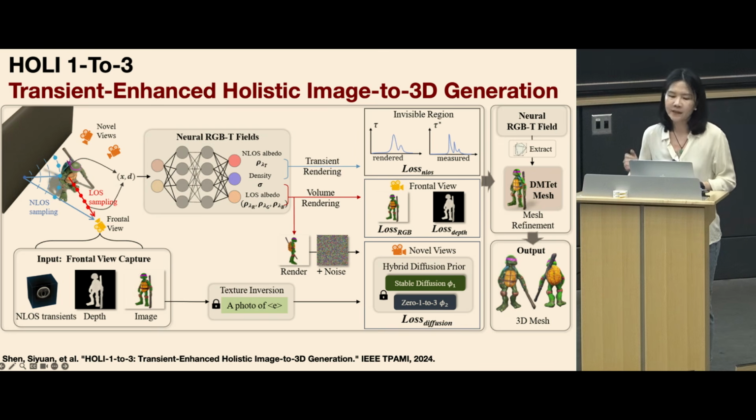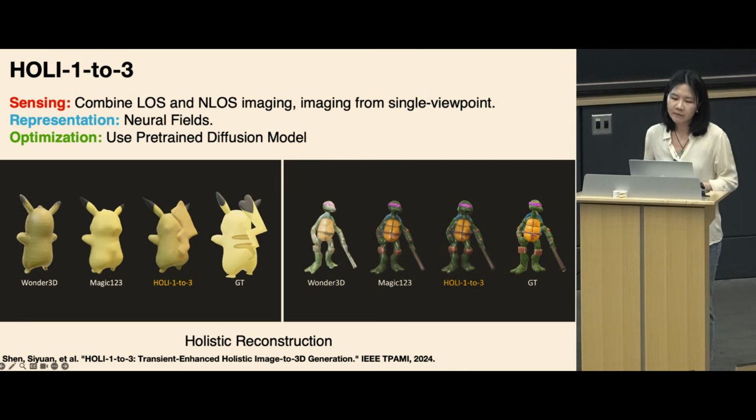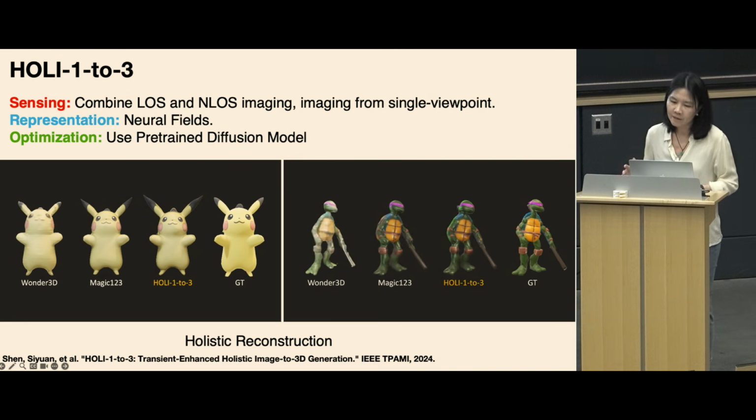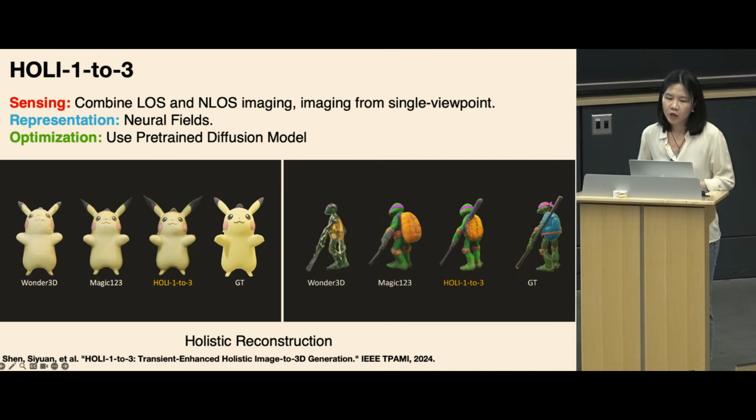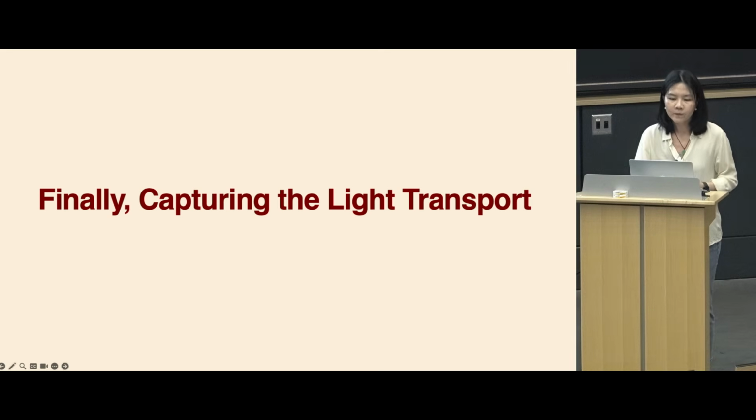Specifically, it uses a neural RGB-T fusion to unify line-of-sight radiance and non-line-of-sight transient information and results in a generative pipeline. In fact, we can simply replace the front scan with a 2D image, using our generator to combine with the Holi123 for complete 3D shape generation. So soon we will be able to conduct this on the mobile phone.